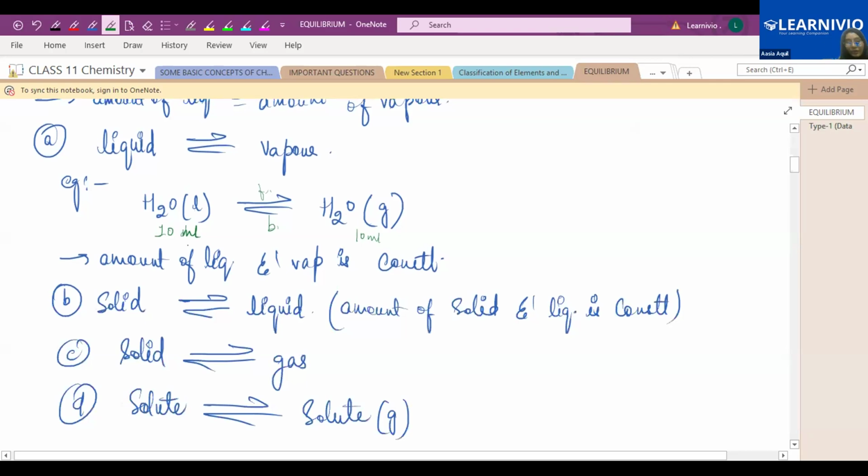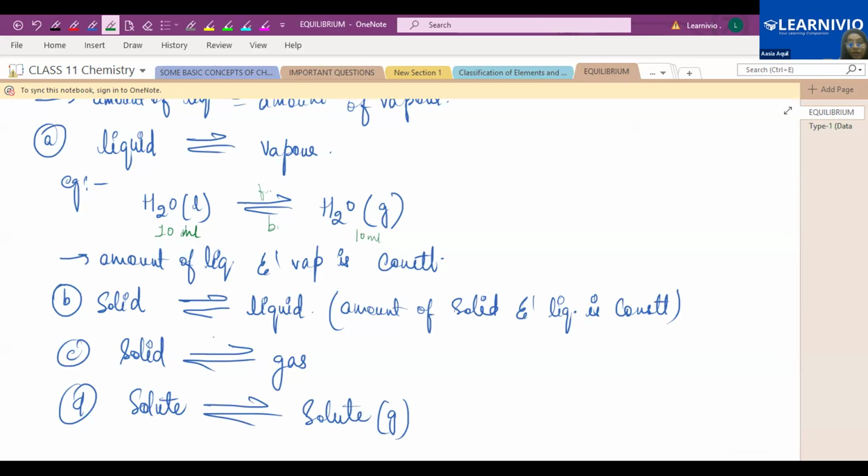Suppose a solid to liquid change may happen, or there is a fusion. The reaction type is a fusion type of reaction. So here, the solid is getting converted into a liquid, right? Only the state of a substance is getting changed, not the amount. So the amount of solid and liquid is constant here because this is a physical type of equilibrium.